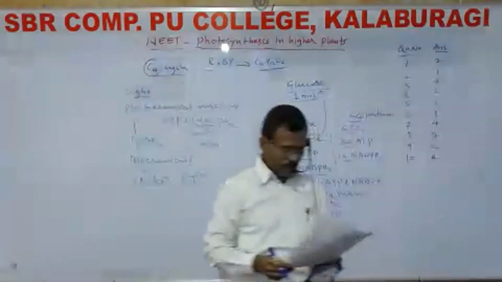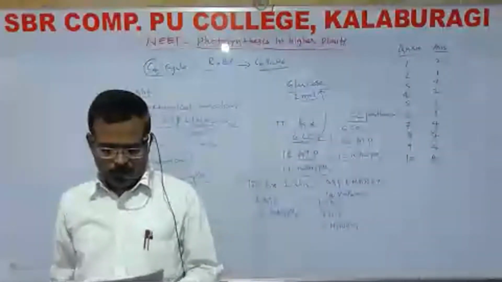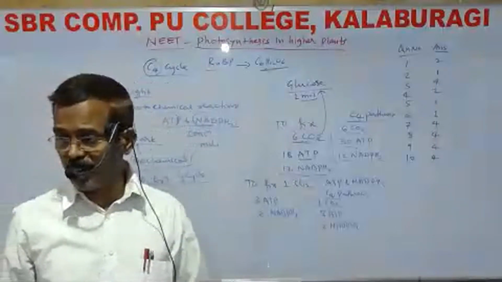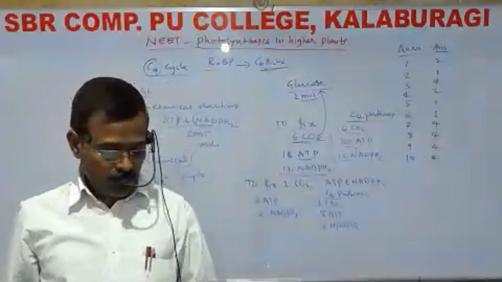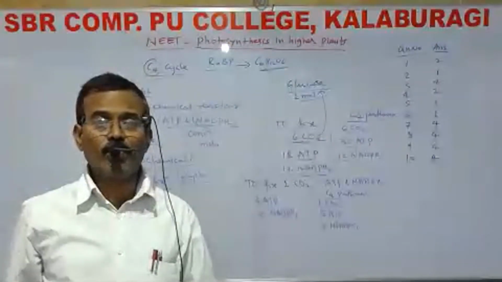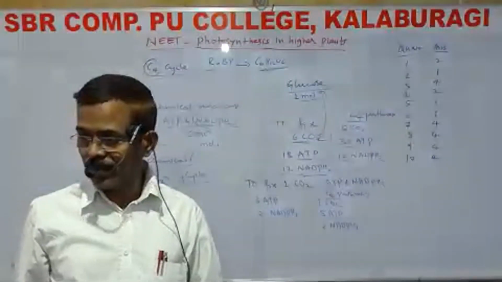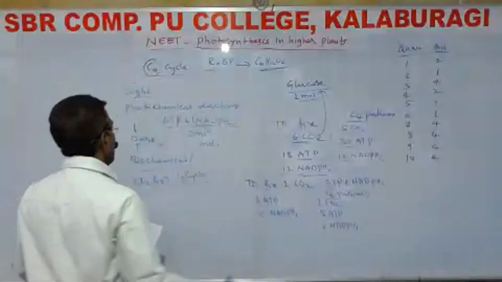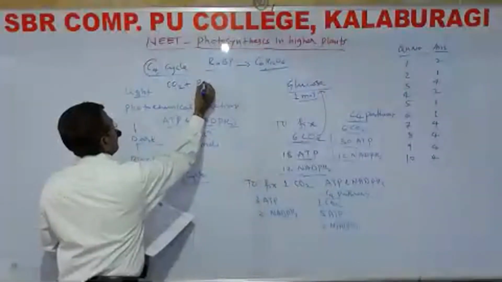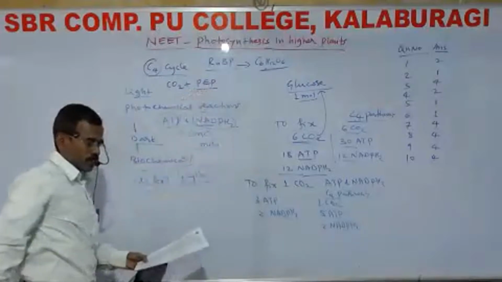Next, which of the following statements is false in case of C4 plant? False statement they are asking. One by one we'll read. Carbon dioxide acceptor is Rubisco in mesophyll cell. First statement itself is wrong. That is because in C4 cycle, carbon dioxide acceptor is PEP, phosphoenol pyruvic acid.